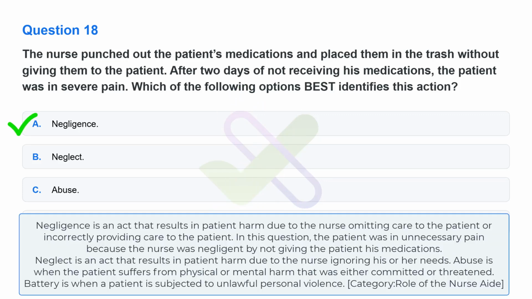The correct answer is A. Negligence. Negligence is an act that results in patient harm due to the nurse omitting care to the patient or incorrectly providing care to the patient. In this question, the patient was in unnecessary pain because the nurse was negligent by not giving the patient his medications. Neglect is an act that results in patient harm due to the nurse ignoring his or her needs. Abuse is when the patient suffers from physical or mental harm that was either committed or threatened. Battery is when a patient is subjected to unlawful personal violence. Category: Role of the nurse aide.